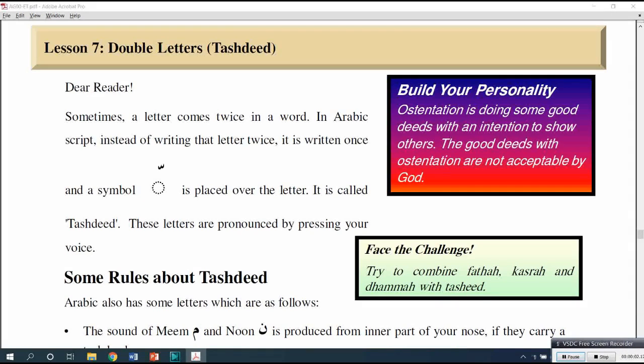Bismillah ar-Rahman ar-Rahim. Today our topic is double letters in Arabic. This is called Tashdeed in Arabic.